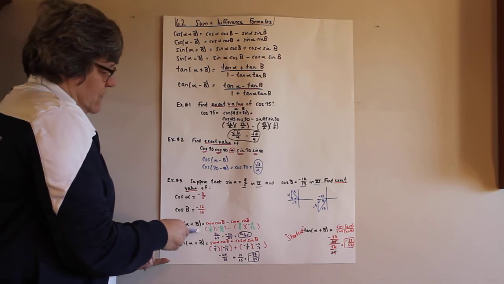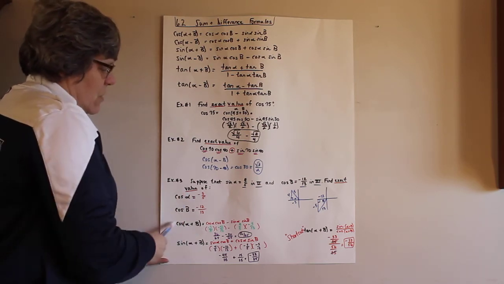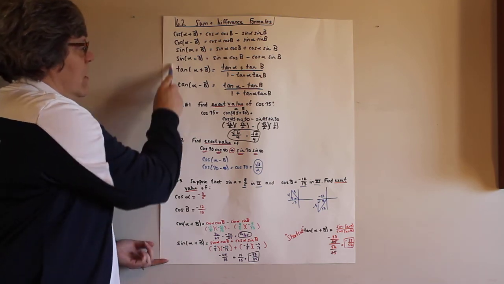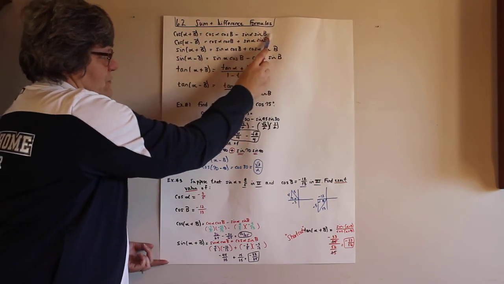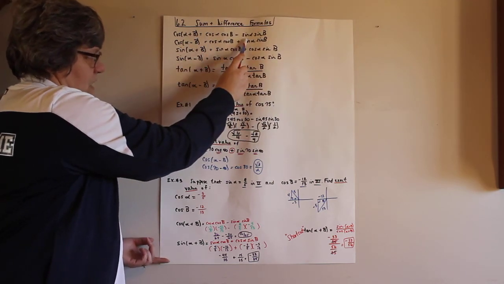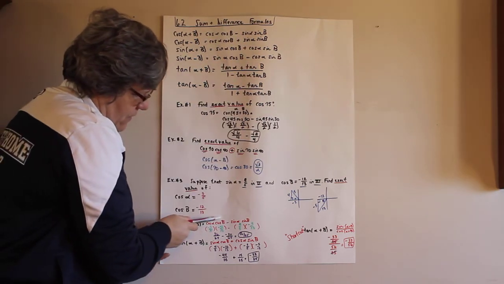For cosine of alpha plus beta, you cannot add these two numbers together. It doesn't work like that. Cos of alpha plus beta makes us go all the way back up to this list. So cos of alpha plus beta is the first one. So we have cos alpha cos beta minus sine alpha sine beta. That's all of this written here in the red.